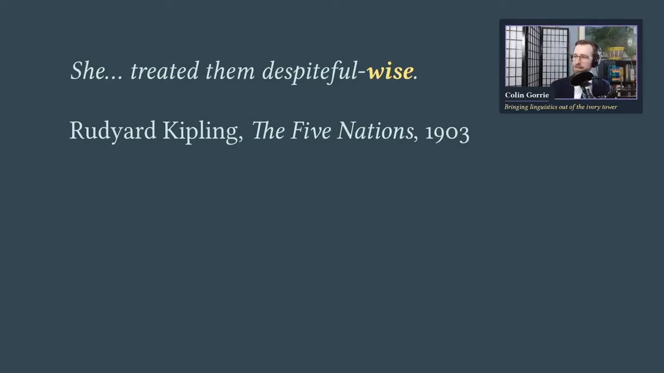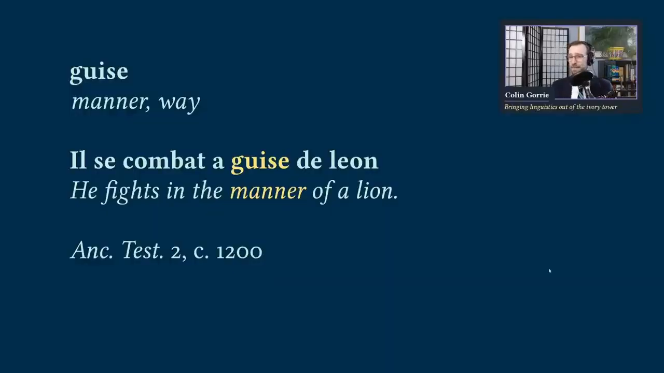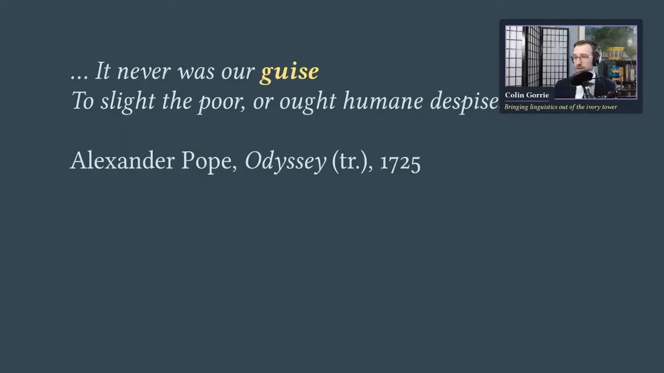And we have, not this exact word, but a Germanic cousin of this word getting borrowed into French as guise, which meant manner or way. So he fights in the manner of a lion here. Then, interestingly enough, this guise gets borrowed into English again, or, well, perhaps it was never in English, but its cousin was, wise. And so we have this kind of doublet in English. We have wise, the suffix meaning way or manner, and then we have the English word guise. It was never our guise to slight the poor or aught humane despise. So it was never our manner. Or custom, habitual way of doing things. Maybe that'd be the best paraphrase.